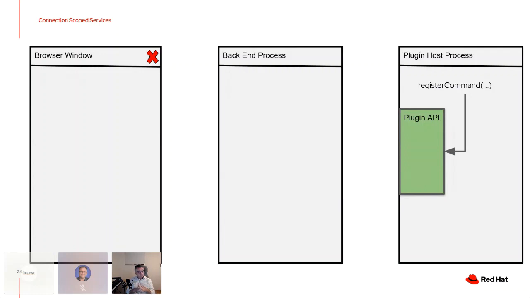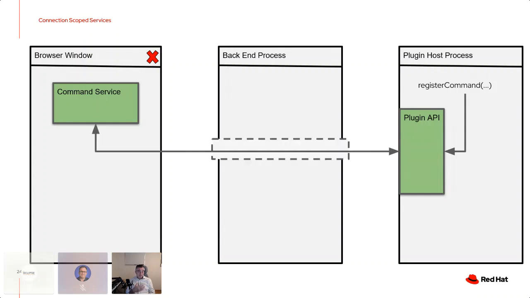And let's say the plugin calls the register command API on the plugin API. And the effect we want to have is in the command service, a Theia service that is over here. But the plugin process cannot see the browser window, and the browser window cannot directly see the plugin host process because it doesn't expose any web interface, right? So what we do is we tunnel the communication between the plugin API and the command service via the backend.